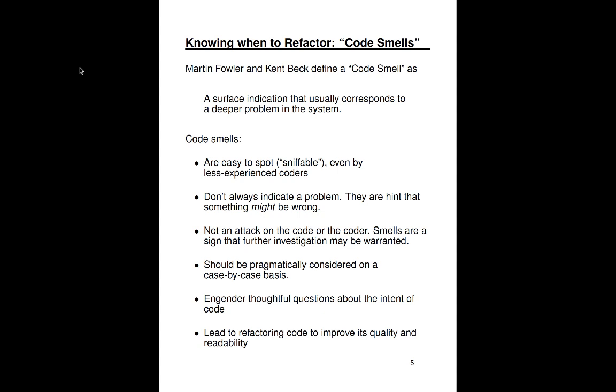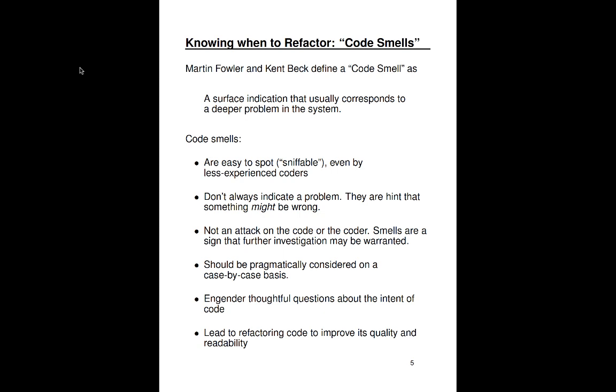Right, we've all done it. We've looked at a piece of code and we've said, this doesn't seem as good as it could be, or this is a little hard to understand. Even someone who maybe is still pretty new to coding can look at a piece of code and say, I don't get that. So what can we do to improve it? Now, to be clear, a code smell isn't always a problem. It's more like it's a hint that something might be wrong and something warrants further investigation.